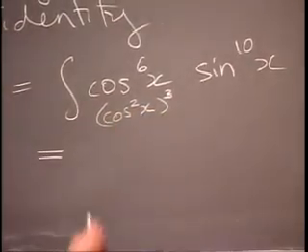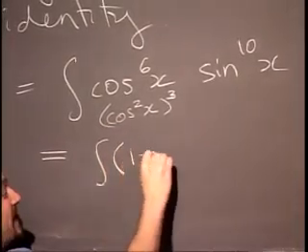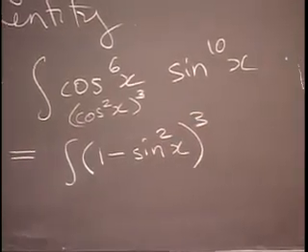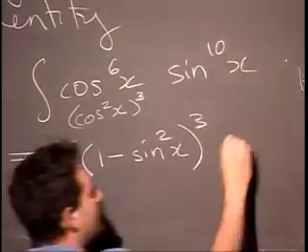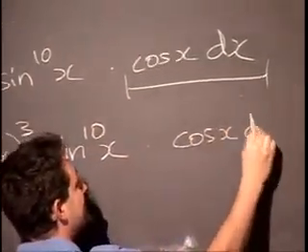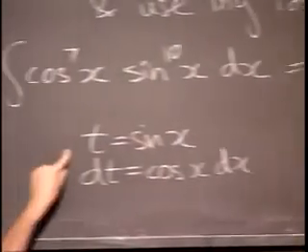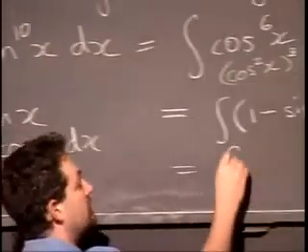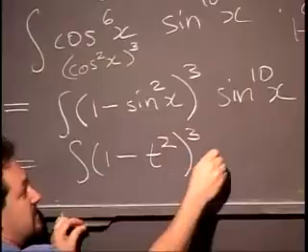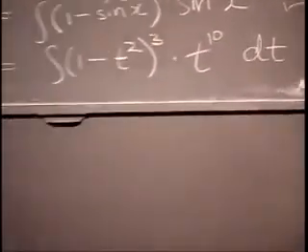Even numbers are divisible by 2. So, of course, I can change this before I do the substitution into 1 minus sine squared x all cubed, because cosine squared x is 1 minus sine squared x. Now, everything except for the cosine x dx is in terms of sine x, and sine x is just t. So this works out to be 1 minus t squared all cubed times t to the 10th dt. After all, cosine x dx is just dt.